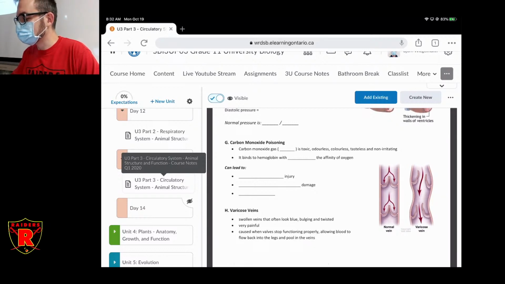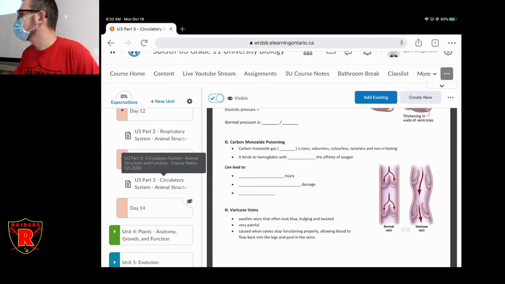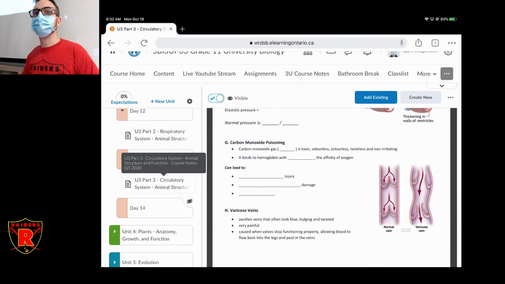Hopefully, this won't take more than an hour, because then I was planning on doing the fetal pig dissection tomorrow. So that's not a drill.